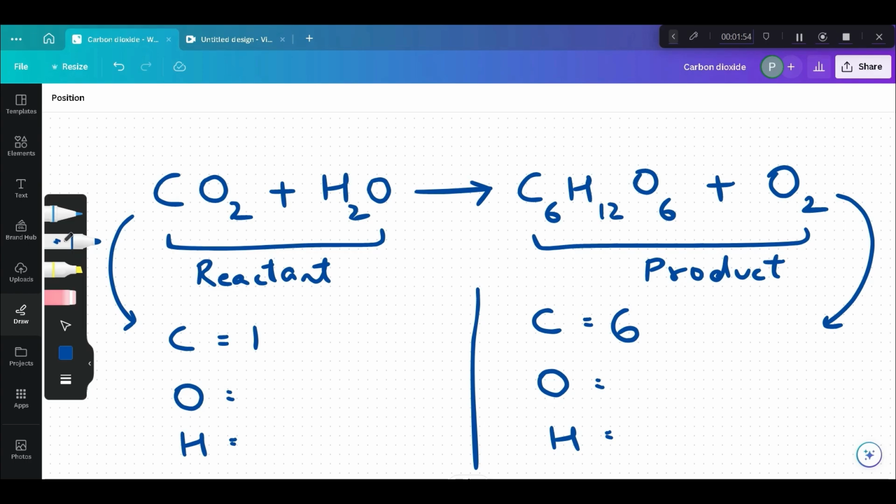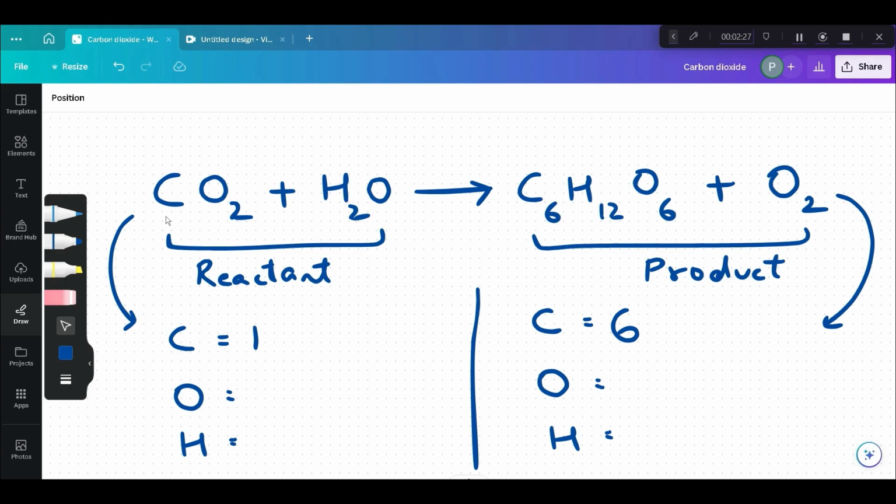And as you can see, you need to balance this. You need to convert 1 to 6. How can you do that? Many of you may say that maybe you can just write a 6 over here in the subscript. You can't do that. It's not allowed. You cannot change these small numbers. We call them the subscript. That's the number of atoms. You can't change that.